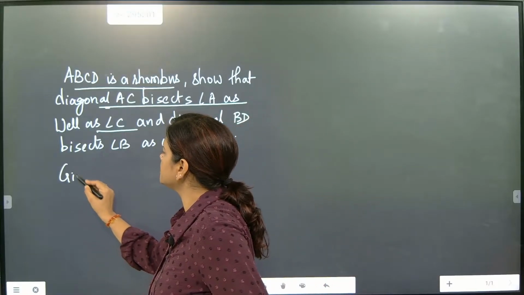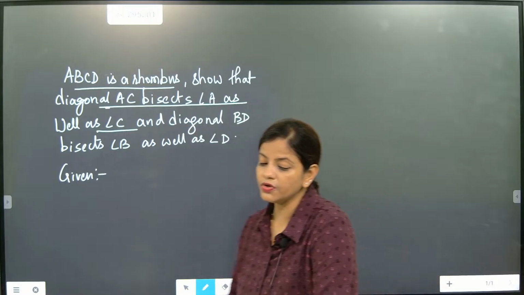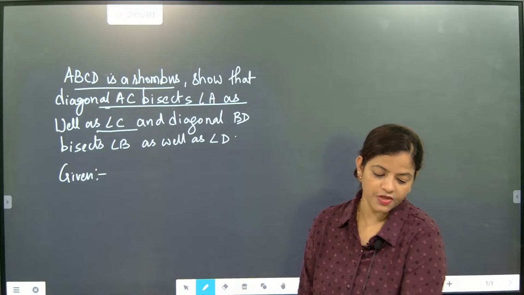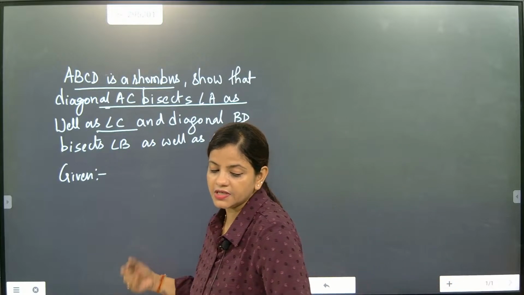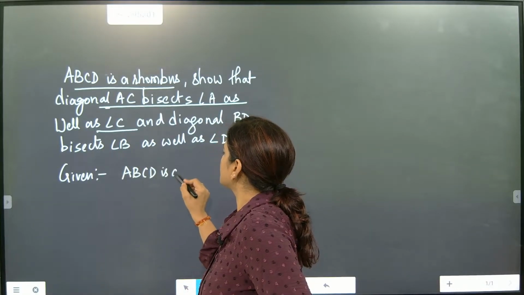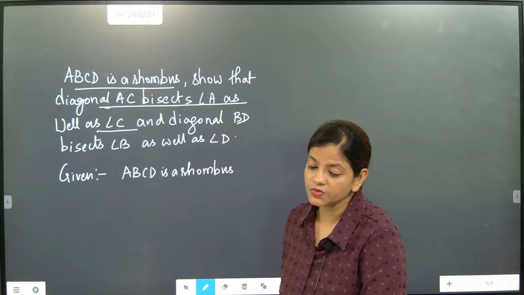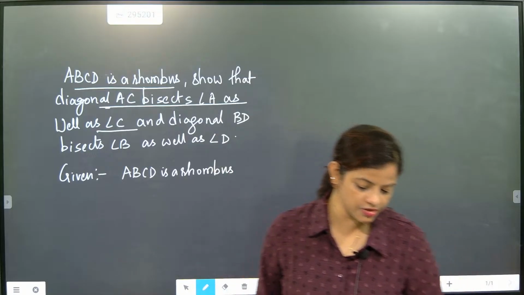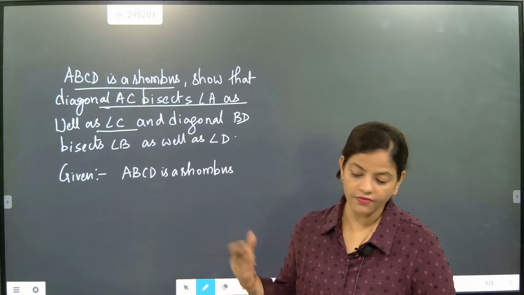I want everybody to know exactly how to solve the question. In the given section, how are you going to proceed? Please kindly note down this part, then we will be solving. First, what they have given is that ABCD is a rhombus. So we are going to write ABCD is a rhombus. The second part is that diagonal AC bisects angle A. We have to show this one.